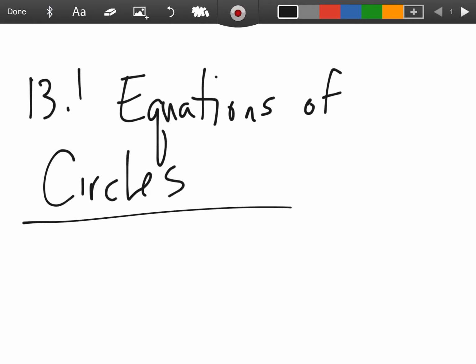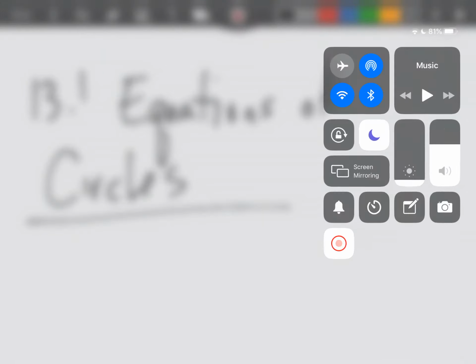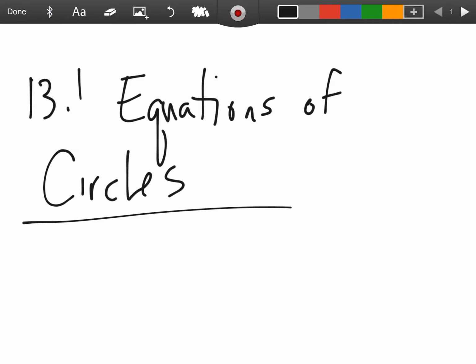Hello and welcome, guys. Today is our second part of the 13.1 lesson. We are piggybacking off of the distance formula, and we are going to be talking about equations of circles today, and that is equations of circles on the coordinate plane.